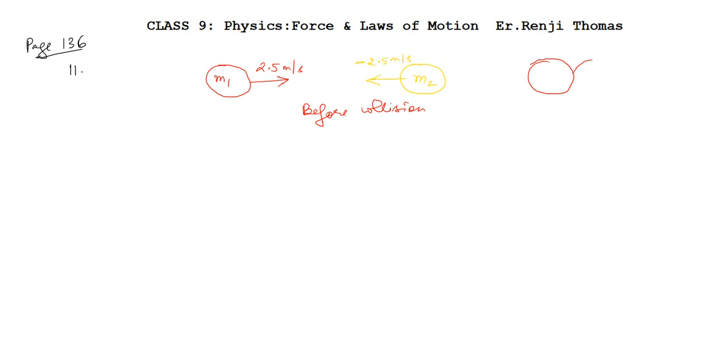Wait, I'll use the yellow marker. Okay, they'll stick together and they will move. They'll move with the same velocity. Keep that in mind. Once they stick together, they move with the same velocity. The final velocity of both objects will remain the same. It's v. This is the situation after collision, or during collision. After collision they will separate out. This is during collision.